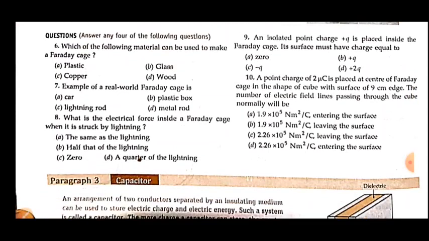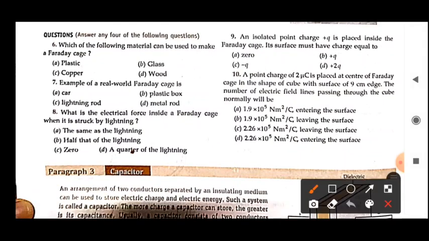The first question of this case is, which of the following materials can be used to make a Faraday cage? In the options, the first is plastic, second is glass, third is wood, the fourth is copper. As you know, the Faraday cage is a property of a conductor, it means the material should be conducting. So in all four options only copper is a conducting material, all other materials are non-conducting, insulator materials. So in insulator material the Faraday cage cannot be made. So obviously this option will be correct.